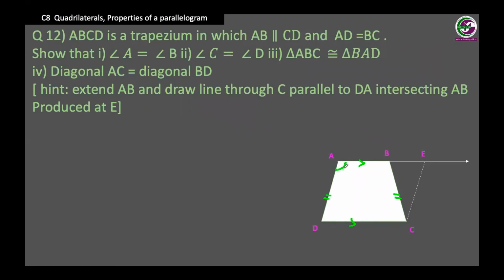To show they are equal, we are given a hint to construct CE parallel to AD and to join on the line which is extended by AB. So finally we get that AE is parallel to DC. AE is parallel to DC. AD is parallel to CE by construction. So both the pairs are parallel. So we find that ADCE is a parallelogram.